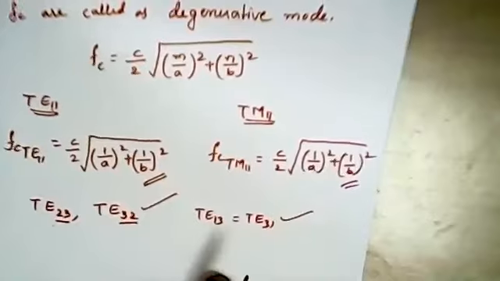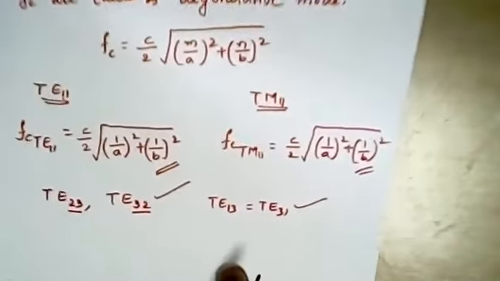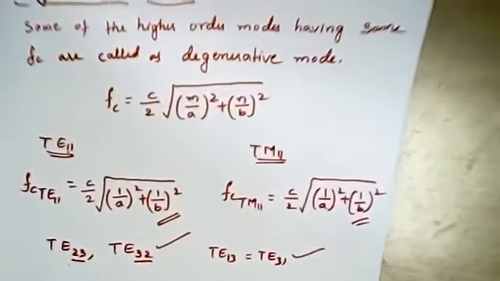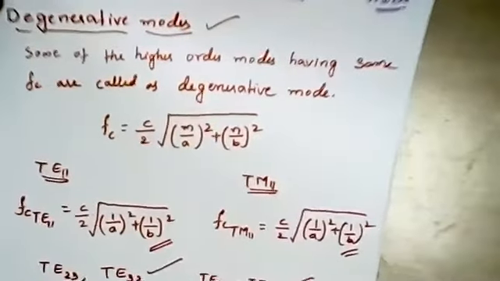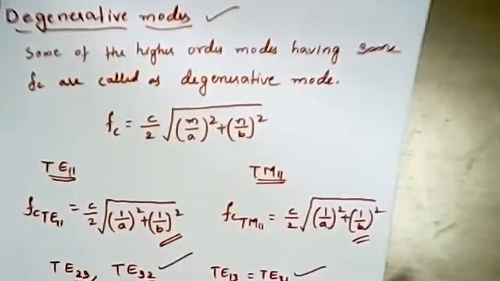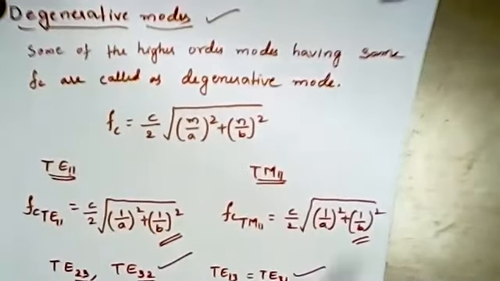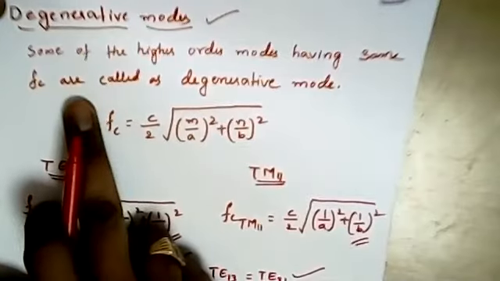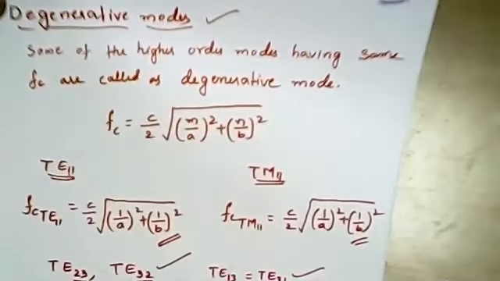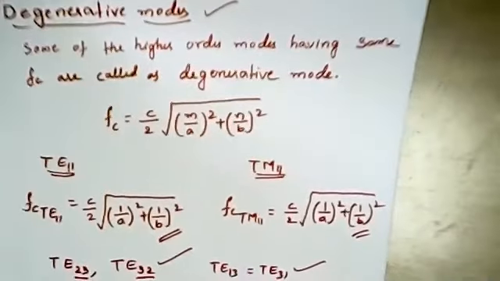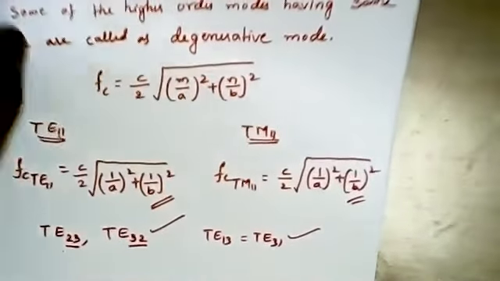Is that clear? You can take a single screenshot of the degenerative modes so that it will be easier for you. In which case are modes said to be degenerative? The modes which are having the same cutoff frequencies are said to be degenerative modes. Okay. Is that clear?